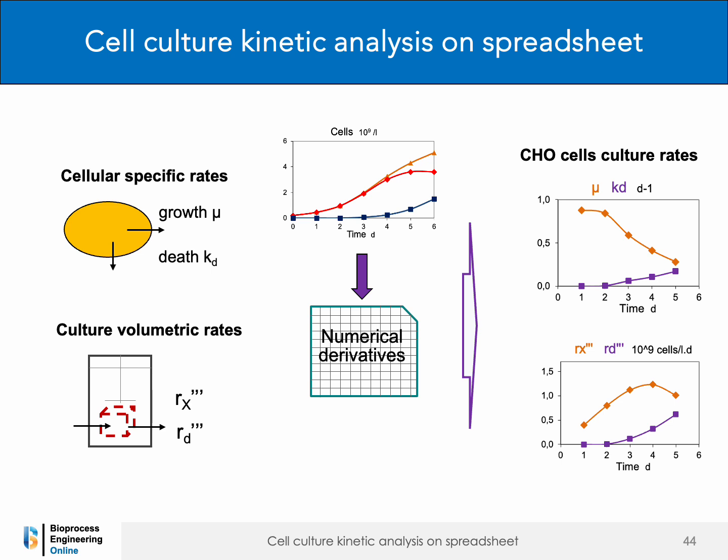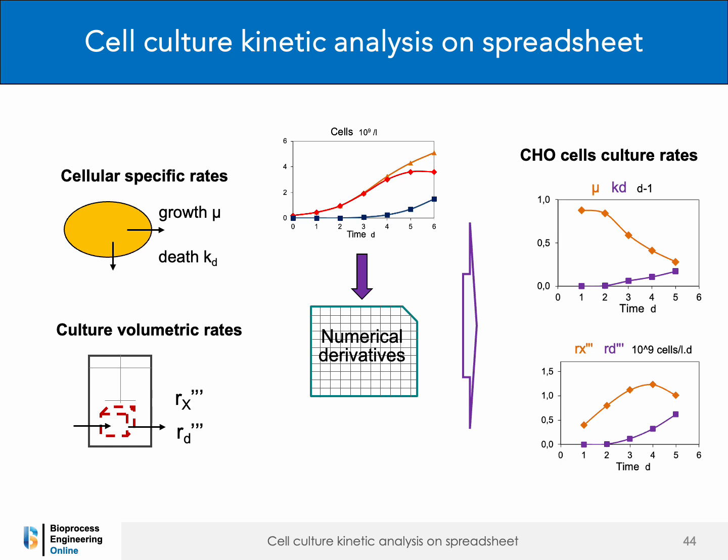In this tutorial, you learned how to use a spreadsheet to analyze the kinetics of an animal cell culture. When examining cell culture kinetics, two key types of rates are typically determined. Cellular specific rates describe the metabolic activity of individual cells. Volumetric culture rates reflect the overall intensity of the culture process, influenced by both cell density and metabolic activity. These rates can be efficiently calculated in a spreadsheet using numerical derivatives of cell concentration variations over time.